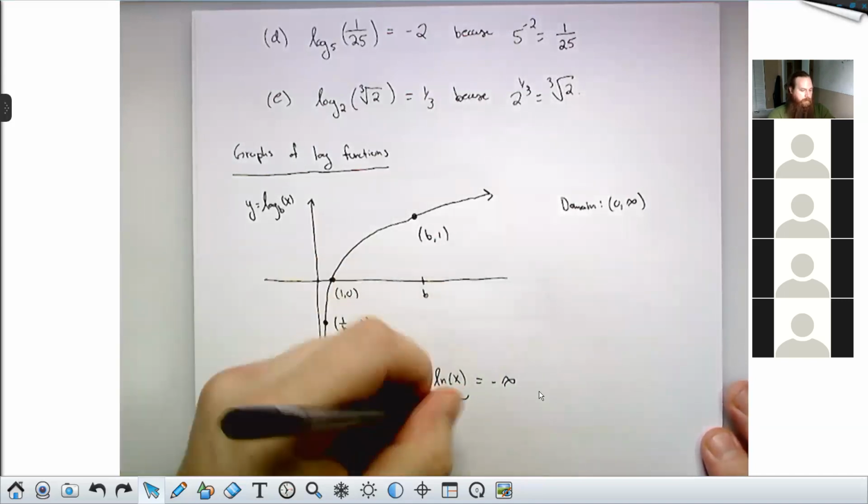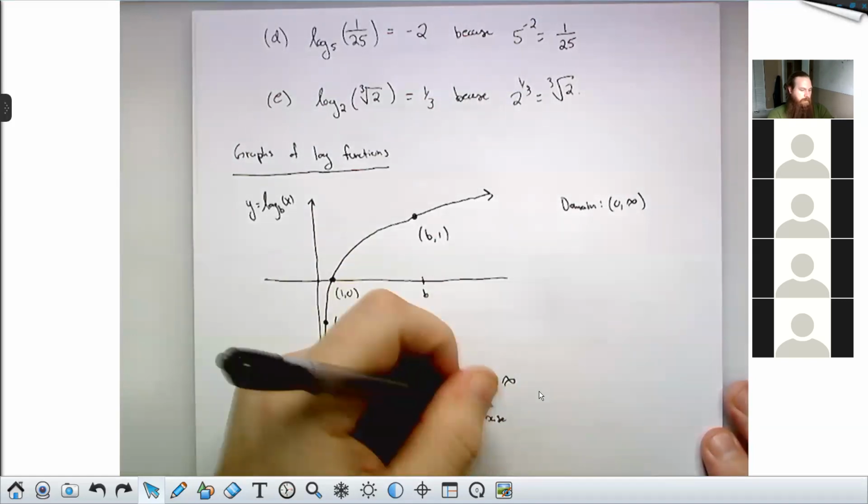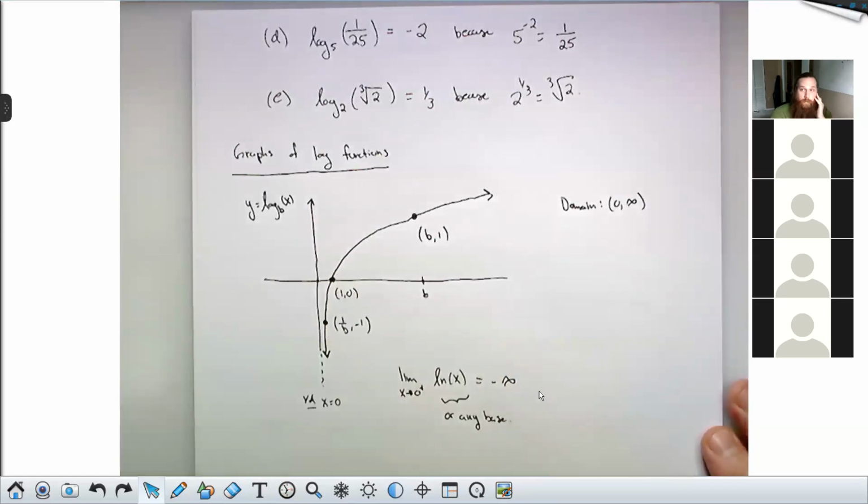And you could swap the base here. Most of the time, though, we just work with the natural log. Right? Most people don't bother messing around with other base logarithms. The natural log is really the only one you need.